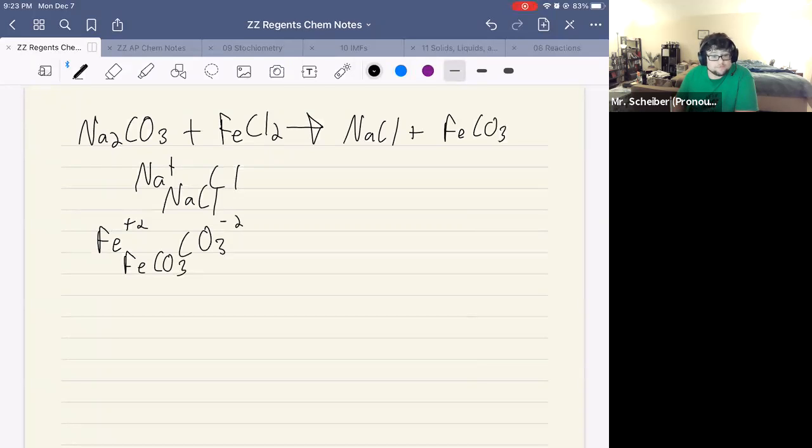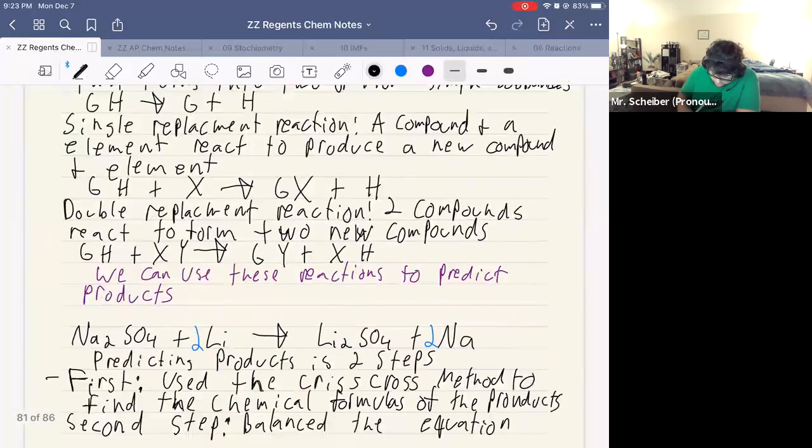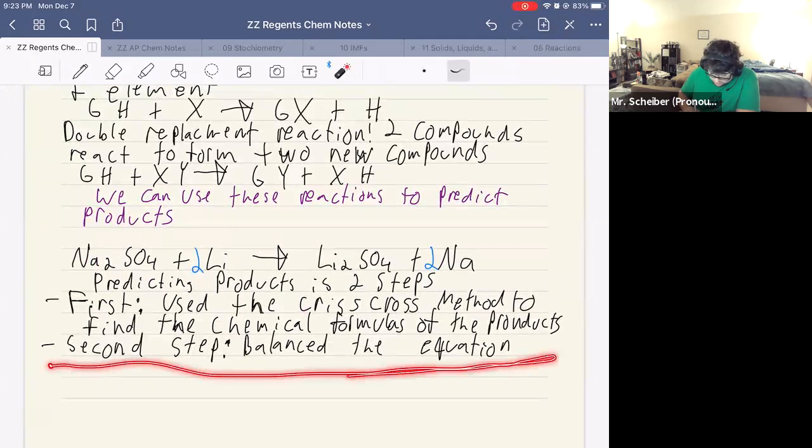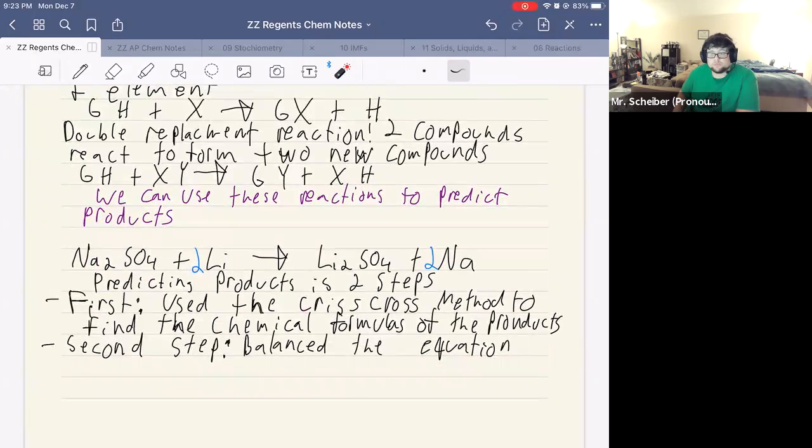Now that we've done that, now we go back and balance. That's why balancing is the second step. We throw a 2 there, and it's all balanced out. Please don't skip steps. Please don't. Remember, this is how we predict products. The crisscross method tells us how to predict the correct chemical formula. It doesn't tell us how much of the chemical formula. That's why step 2 is balancing, okay?